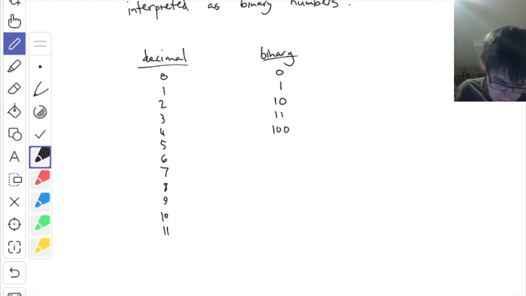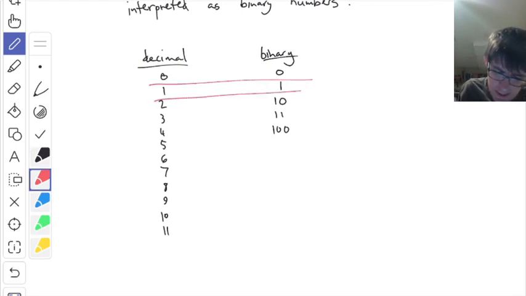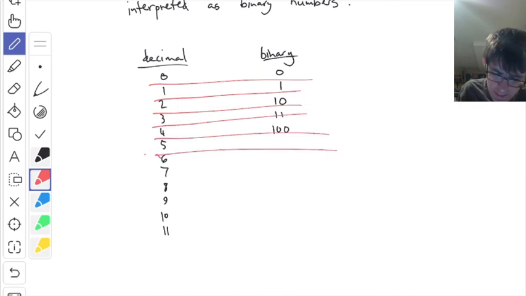I hope I lined these up well, did I? I don't know. I'm going to try and put in the lines here. It's my little binary chart.